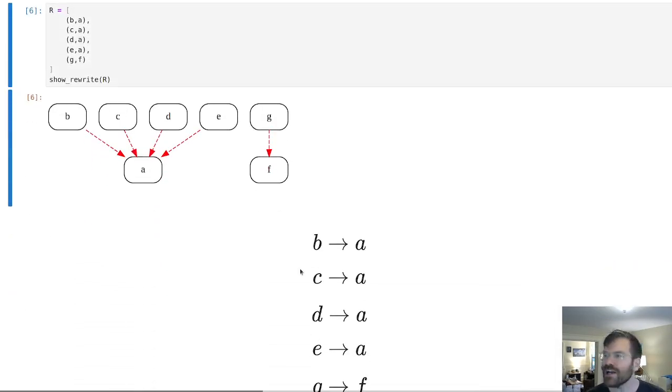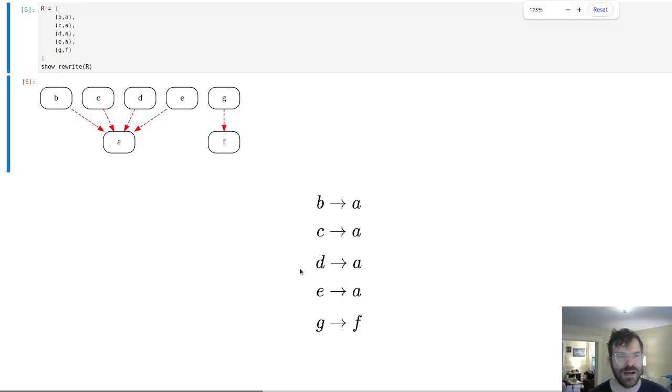And I can diagram this thing. I can write these rewriting arrows as dotted red arrows. And we can see this is a forest, now with the roots down at the bottom, but a forest of two trees, and it's been completely flattened. It's in its canonical, most compressed form. And so that is a pictorial representation of a union-find data structure, and it corresponds directly to this rewriting rule system.